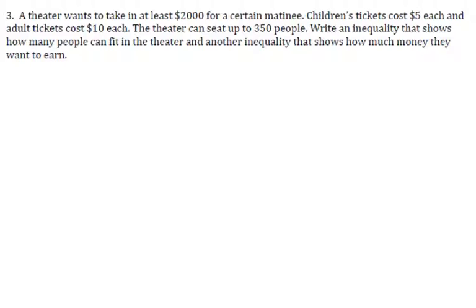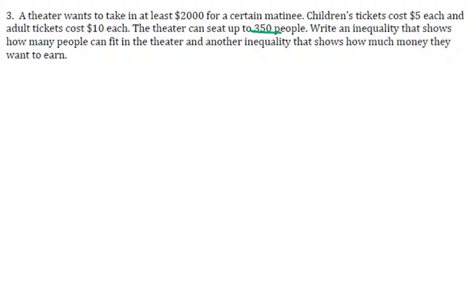Alright. Now, number 3. A theater wants to take in at least $2,000 for a certain matinee. Children's tickets cost $5 each, and adult tickets cost $10 each. The theater can seat up to 350 people. Write an inequality that shows how many people can fit in the theater, and another inequality that shows how much money they want to earn. So, even though they can fit 350 people, we know that they won't always, so that's why an inequality is more appropriate.